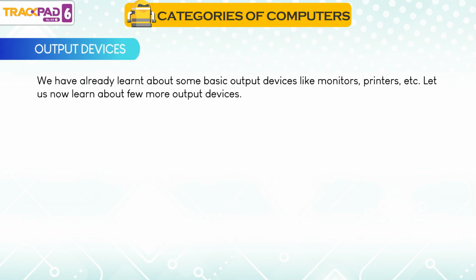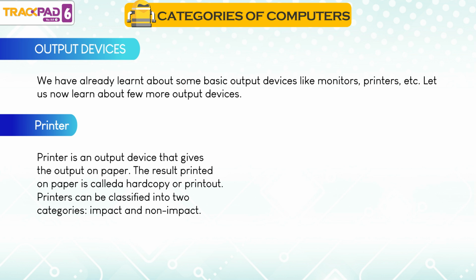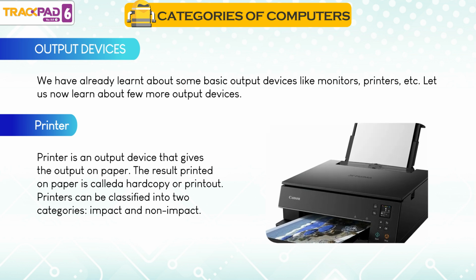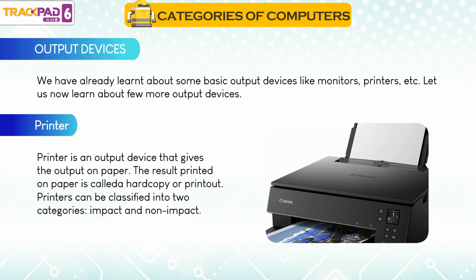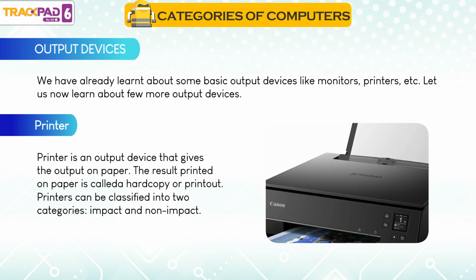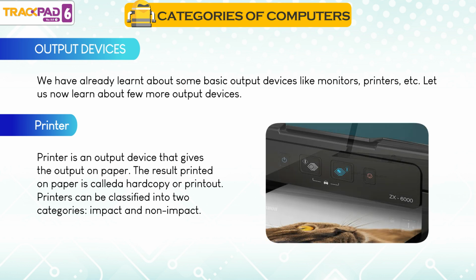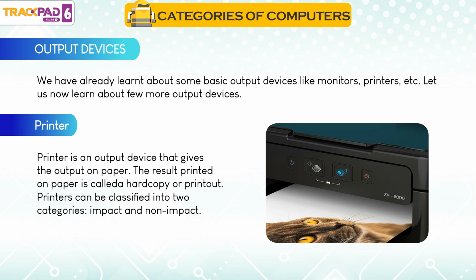Output devices. We have already learnt about some basic output devices like monitors, printers, etc. Let us now learn more about these devices. Printer. Printer is an output device that gives the output on paper. The result printed on paper is called a hard copy or printout.